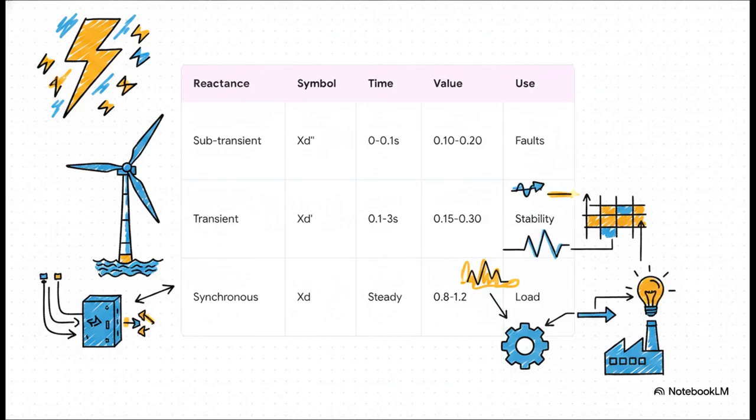Tying those phases to our math, you've got to make sure you're picking the right tool for the job. If you are calculating maximum fault breaking currents to size your switchgear, you absolutely must use the subtransient value, Xd double prime. It's a very low value, which means you're dealing with extremely high fault currents. If you're analyzing system stability over a couple of seconds, you shift to the transient reactance, Xd prime. And for your everyday steady-state load flow calculations, you just use the synchronous reactance, Xd. I can't stress this enough. Using the wrong value for the wrong time frame will lead to catastrophic engineering miscalculations out there.